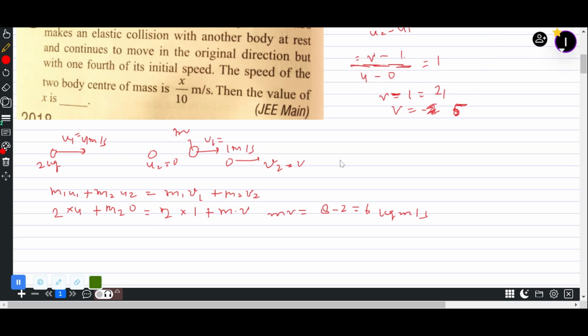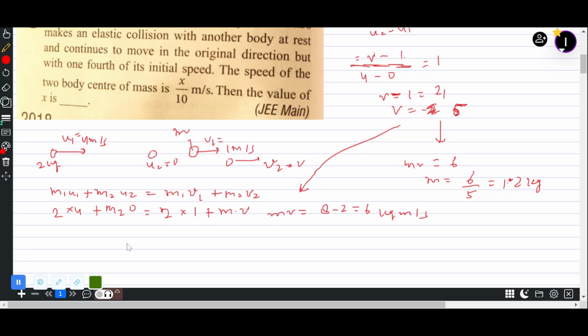Right? Now we know that mv is equal to 6, and v is equal to 5. So m is equal to 6 over 5, that is 1.2 kg. So now we got the value of the mass of the second body and the velocity of the second body. Now they are saying that the center of mass moves with some velocity, which is x by 10.